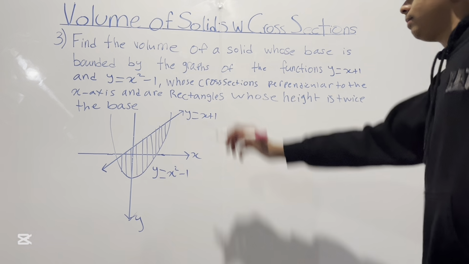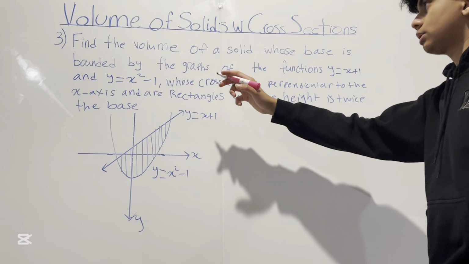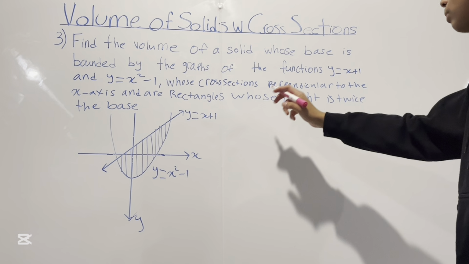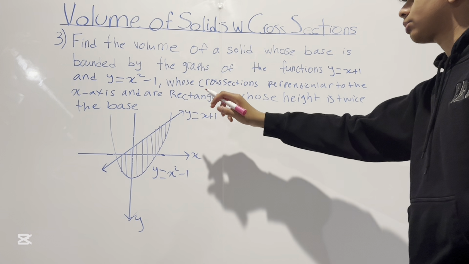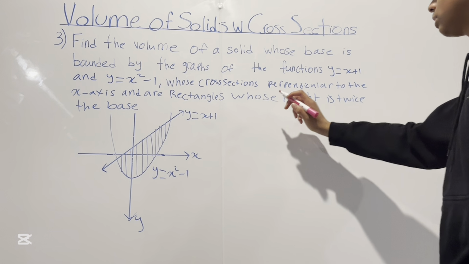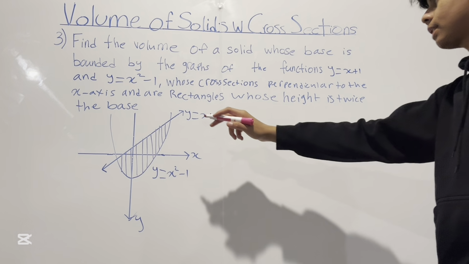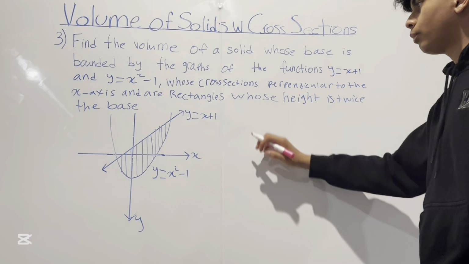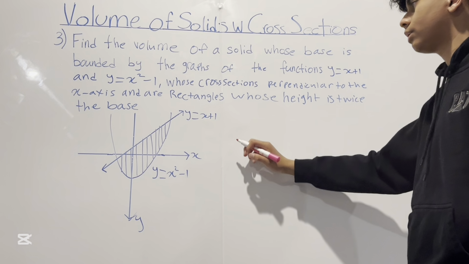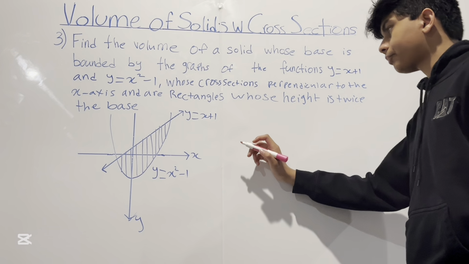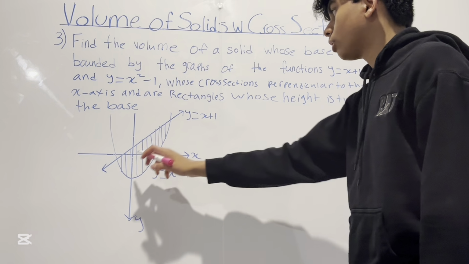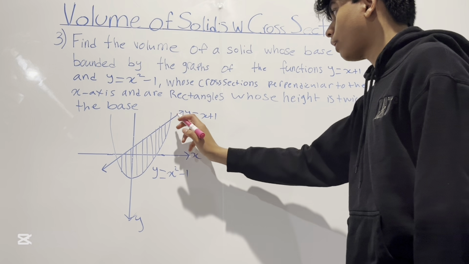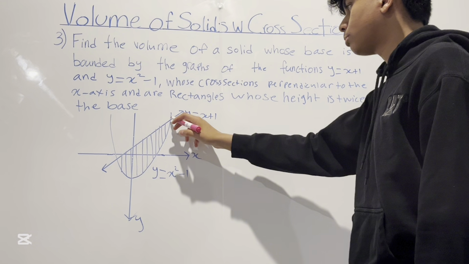Question 3 we have, find the volume of a solid whose base is bounded by the graphs of the functions y equals x plus 1 and y equals x squared minus 1, whose cross sections are perpendicular to the x-axis and are rectangles whose height is twice the base. So first of all, we need to find the bounds of integration, and this time we have to find it ourselves because it's not given to us. What we have to do is find where the functions meet. We have to find the x-coordinate of this point and this point.